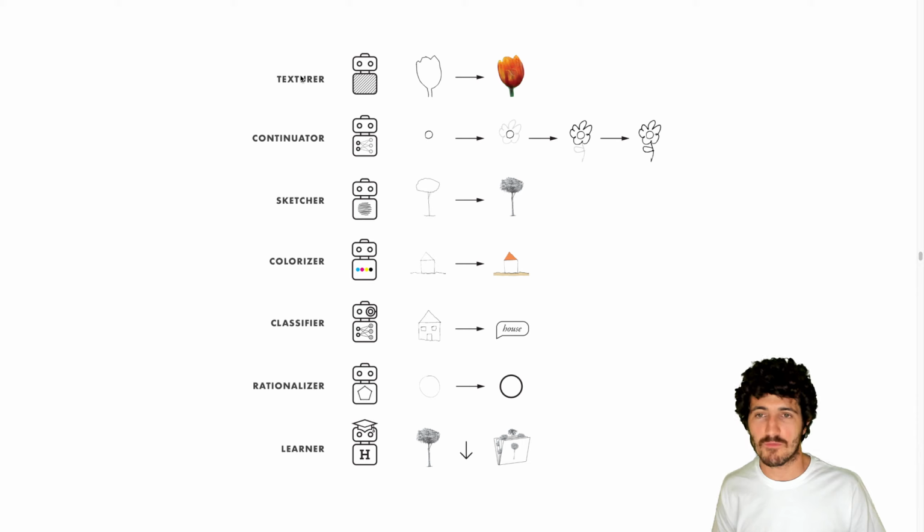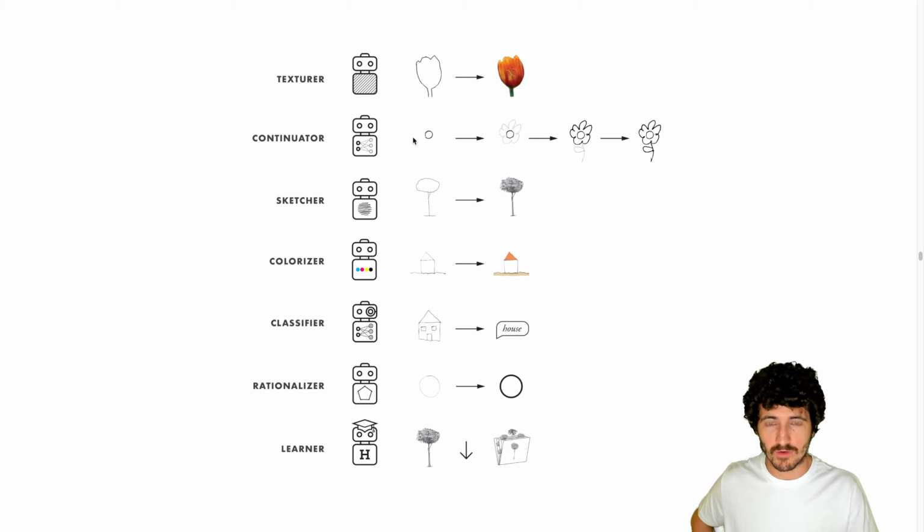Actually, in Texture, I have more than one. I have one trained for daisies, one for roses, one for dandelions, one for sunflowers, one for sketches of trees, one for sketches of buildings with watercolors, and another one for a continuator that goes from tree trunks to tree trunks with branches to tree trunks with branches and leaves.